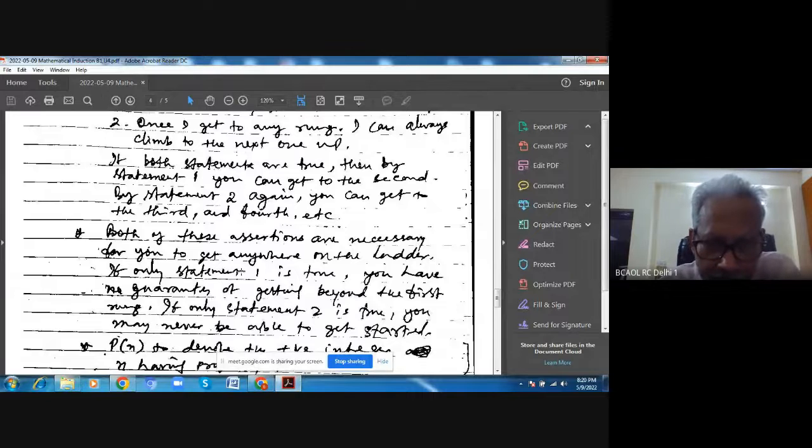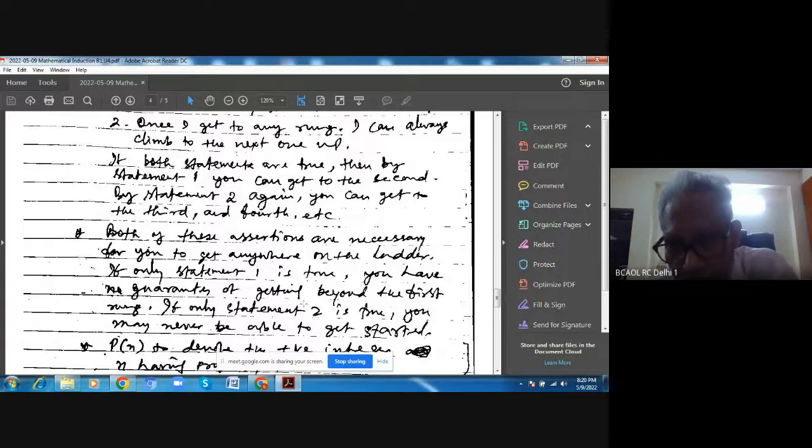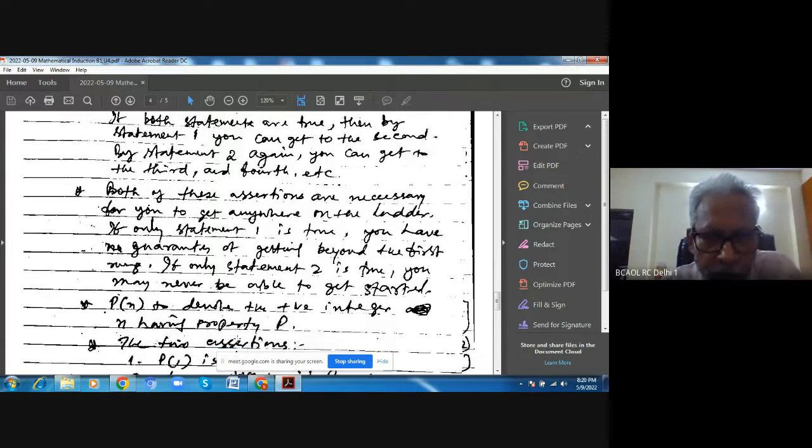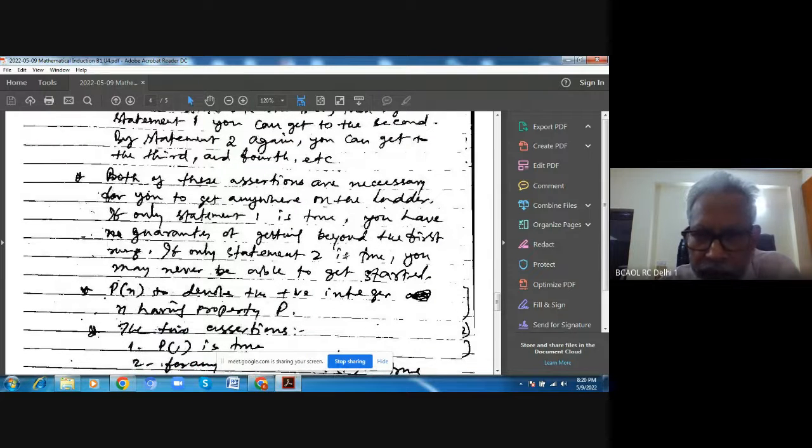If the first statement is not true, then you cannot start. Definitely, you cannot reach the first step, second step, or third step. So the first step definitely should be true. Then at least you can start things. But it doesn't mean you can go on; the second statement also has to be true. So you have to prove it. Anyway, just keep this condition in mind. Otherwise you may never be able to get started.